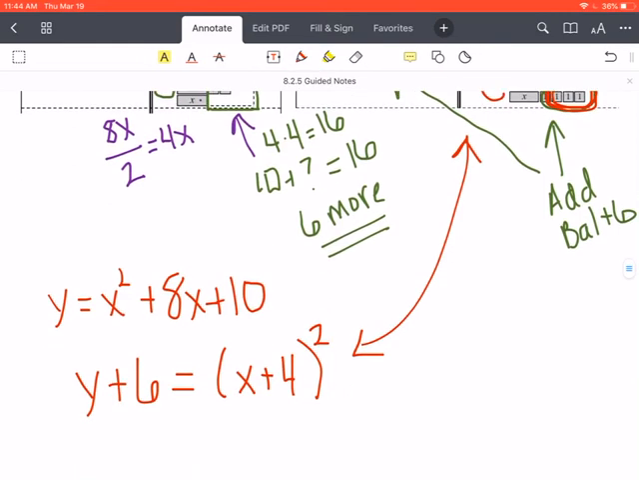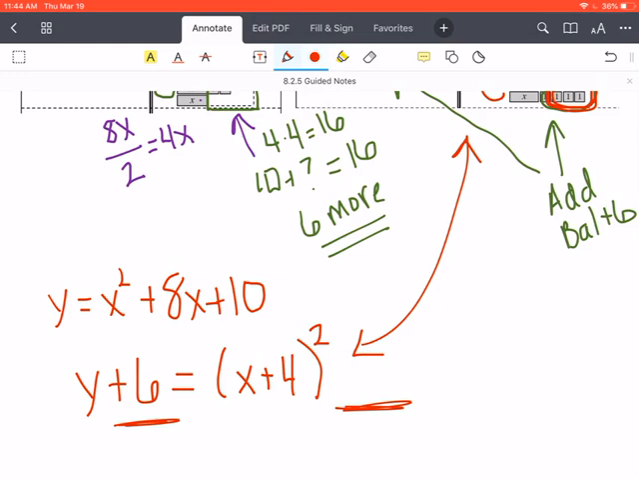Now, what do we have on the left-hand side? We cannot forget this plus 6. Now, you might say, why isn't there a plus 6 here? It's because it was utilized to complete the square and make the right-hand side look, what I say, pretty.